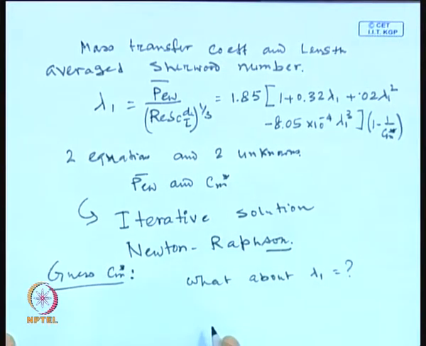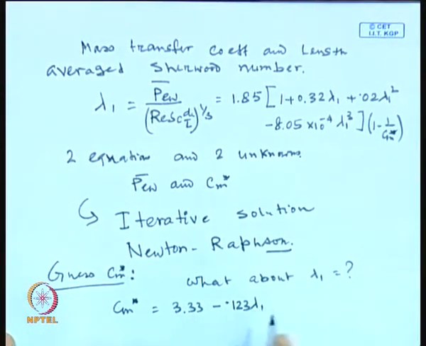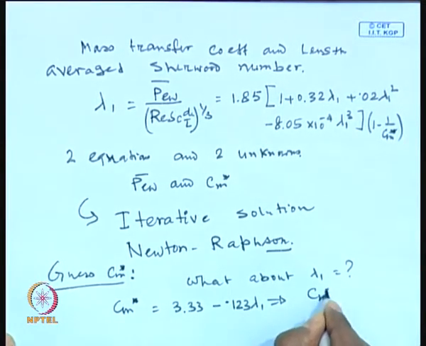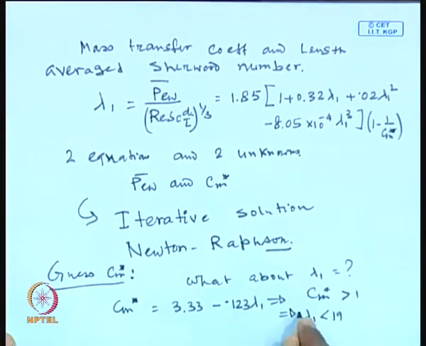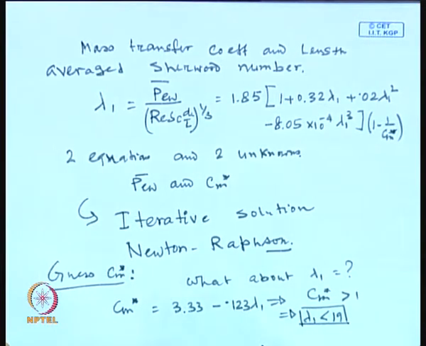What about lambda 1? You can get an upper limit of lambda 1 because Cm star is equal to 3.33 minus 0.123 lambda 1, and the condition that Cm star is always greater than 1 will give you a lambda 1 which is always less than 18.94. Okay. So, this gives a bound on the different values of lambda 1 that we are going to select.